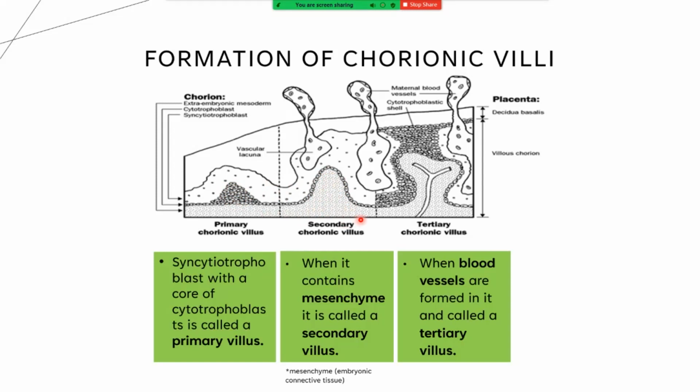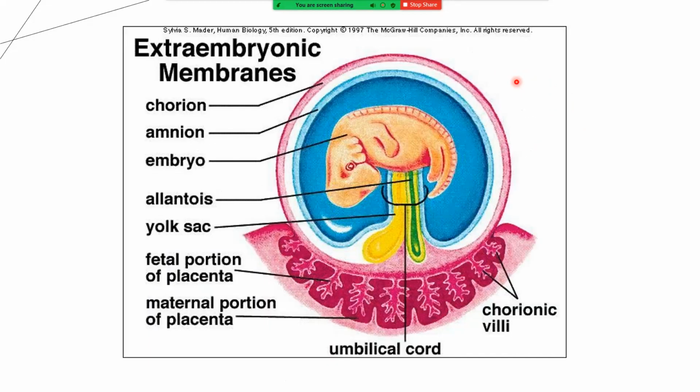Okay, and the tertiary chorionic villus contains blood. These are fetal blood vessels. They are now known as tertiary villus. What is actually this chorionic villi? Later, they will form this important structure which is known as the placenta. So you have another lecture regarding the placenta later. Okay, you can see here the chorionic villi. This is the fetal portion of the placenta. This is the maternal portion of the placenta.